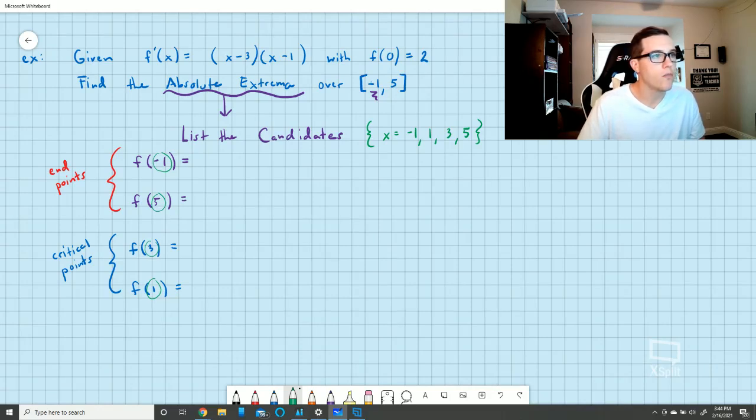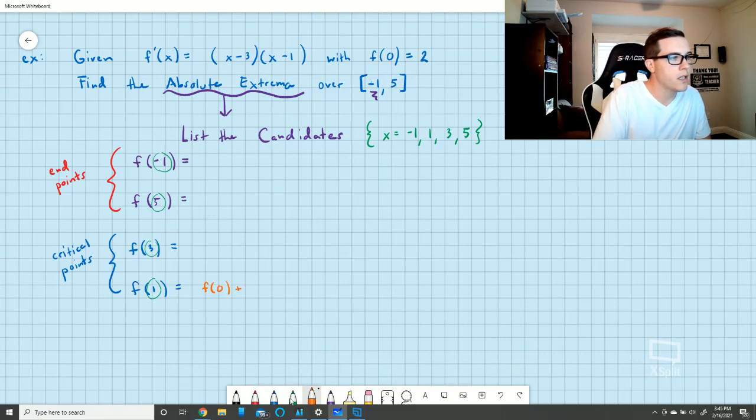So how do we find them? We have to do accumulation. Initial condition plus accumulation. So let's start with f of 1. We'll do the backwards one in a second, just a reminder of how that works. F of 1 will be f of 0 plus the accumulation from 0 to 1 of our derivative.